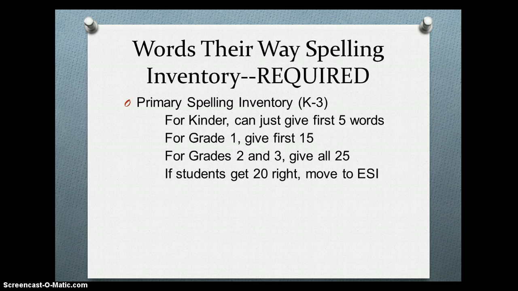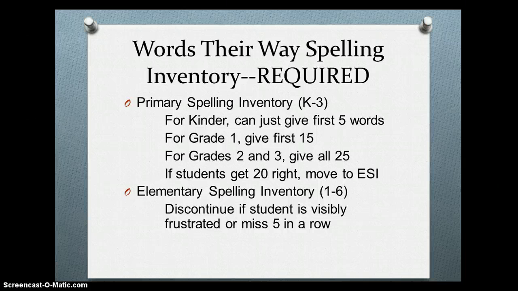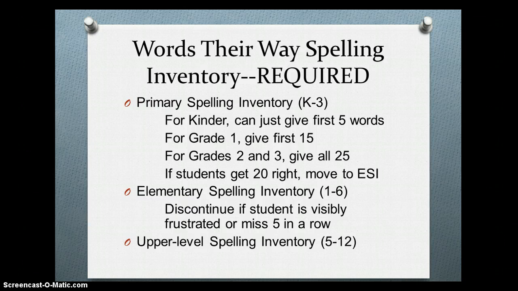If students get 20 right, you should move on to the ESI, or the Elementary Spelling Inventory, which is intended for grades 1 through 6. Discontinue if the student is visibly frustrated or misses 5 in a row. And then there is also the option for the upper level spelling inventory, which is grades 5 through 12.